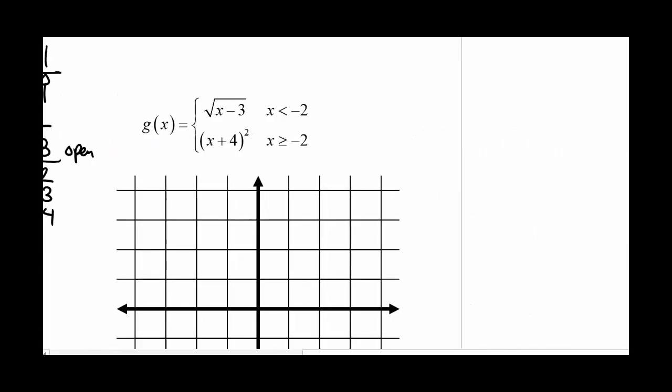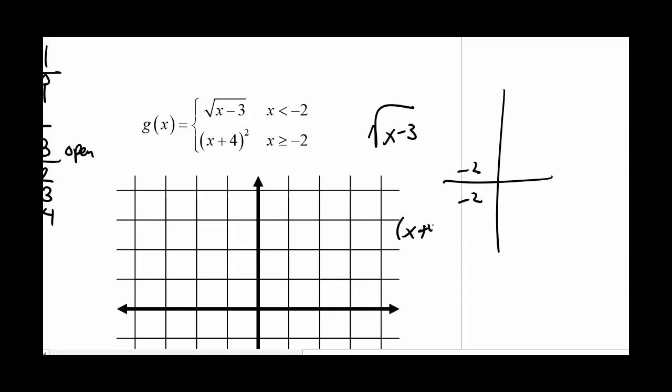Okay, same trick. Let's make an ordered table. Negative 2 seems to be where it's exciting. That's where it transitions. So the top is going to look like the square root of x minus 3. And I just realized something when I wrote this question. Let's see if you catch on to this as well. The problem with the square root is it's undefined. So we're going to change this.